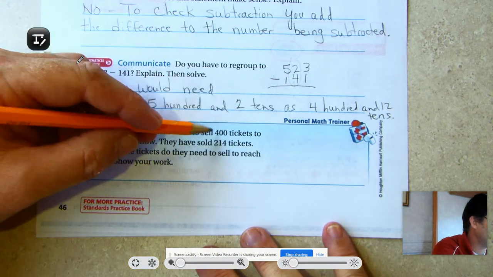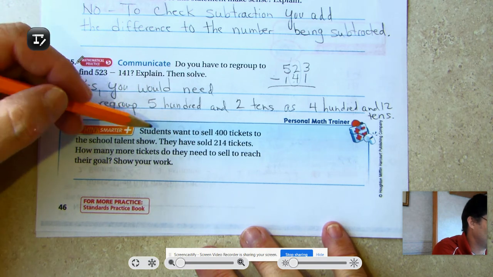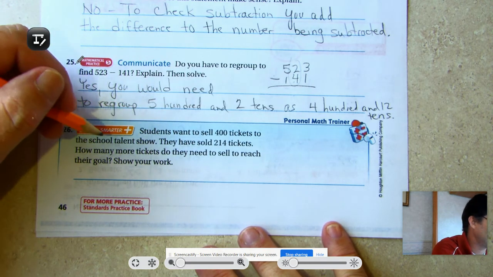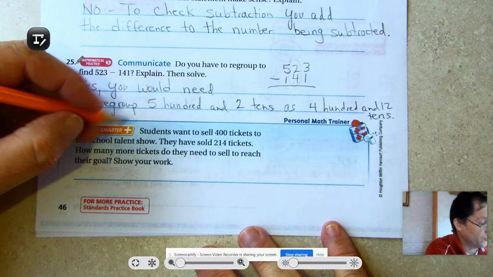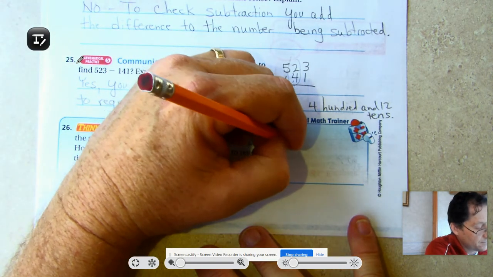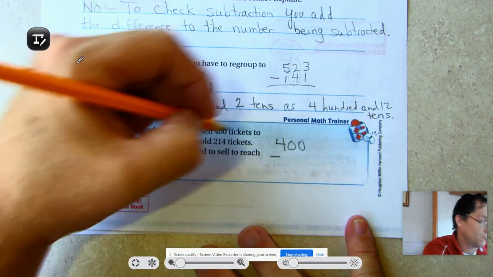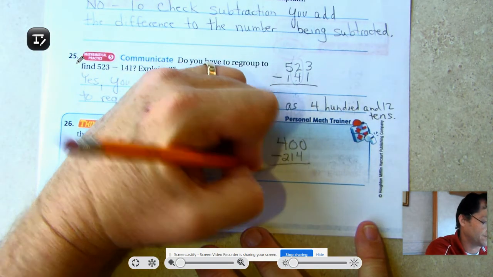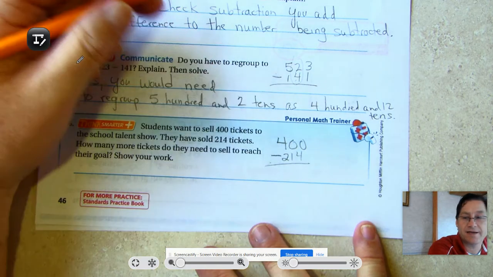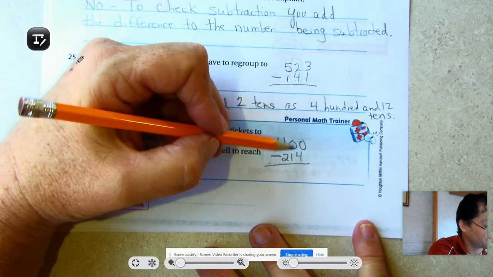Students want to sell 400 tickets to the school talent show. They have sold 214 tickets. How many more tickets do they need to sell to reach their goal? Show your work. So 400 is what our goal is. We've already sold 214. So if I subtract that, that'll tell me how many more tickets I need to sell.